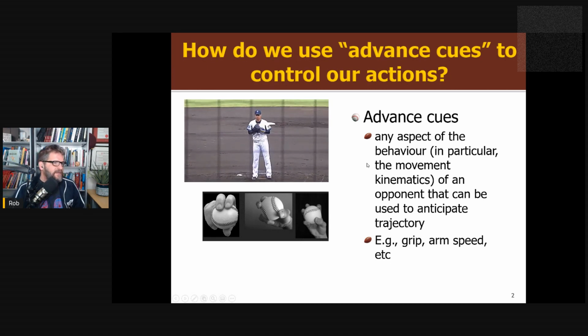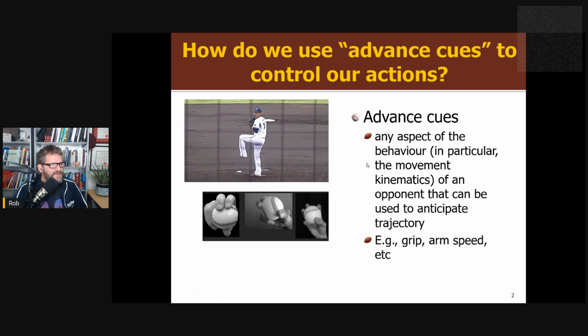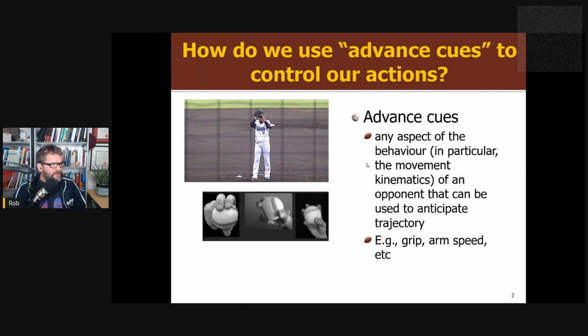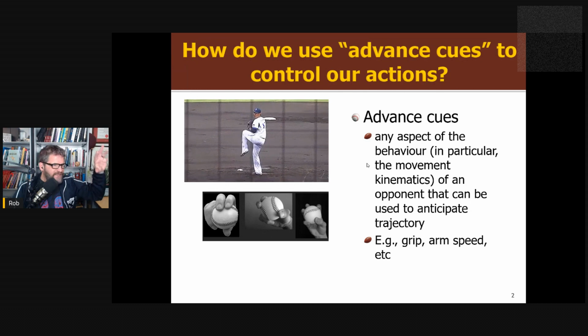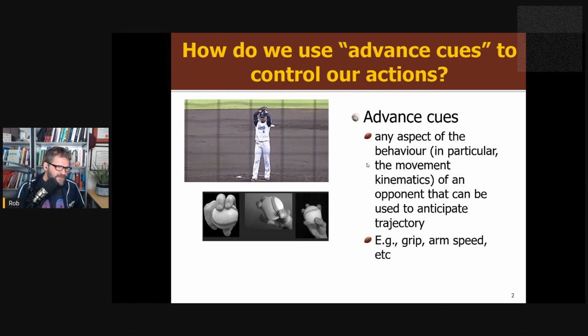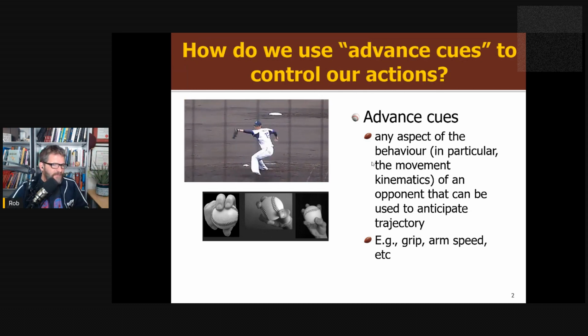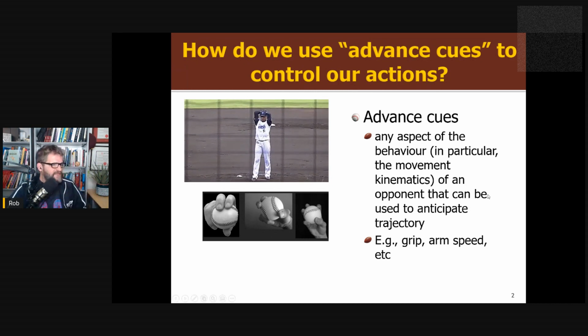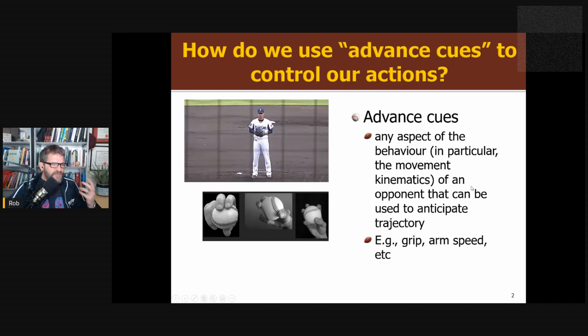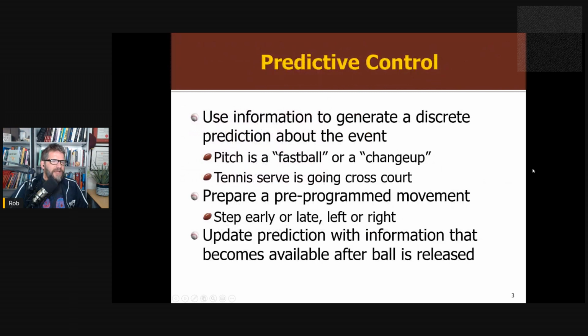So in baseball, for example, the pitcher's leg kick, their arm speed, their grip, their release point, how high they release the ball above the ground, all could be used to anticipate what the pitch is going to be, where it's going to go, how fast it's going to be, etc. And there's two fundamentally different ways we think about how we use this.